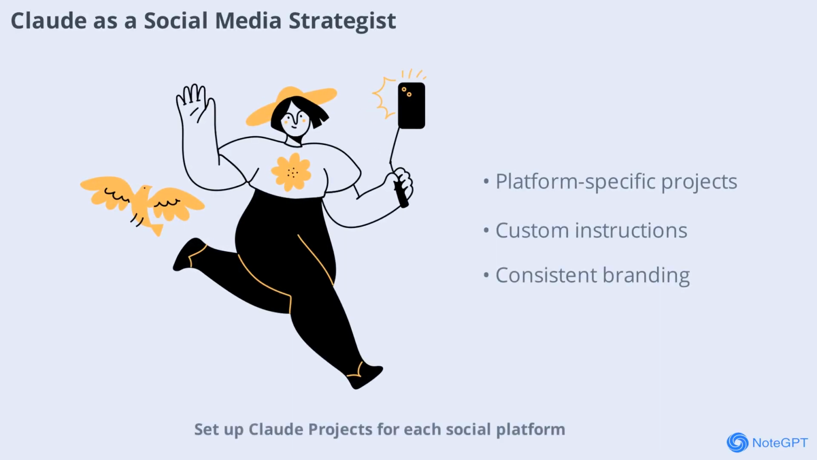Set up Claude projects for each social platform. Give custom instructions to avoid retraining the AI every time. This lets you generate platform-specific content like Instagram carousels, YouTube scripts, or LinkedIn posts, all from one central hub. Claude remembers your preferences and adapts to each channel's style.